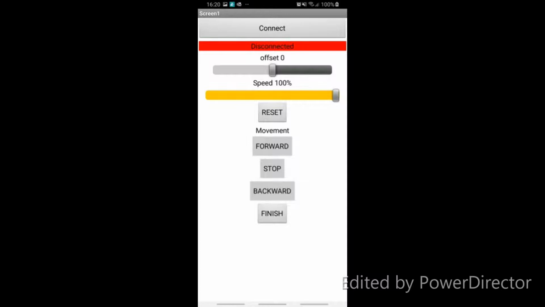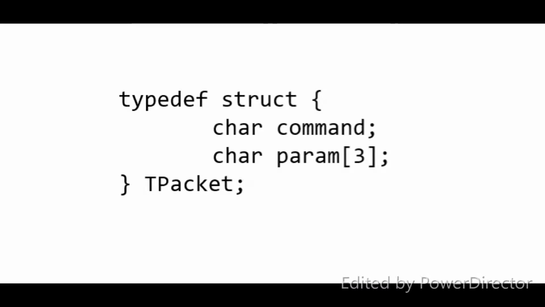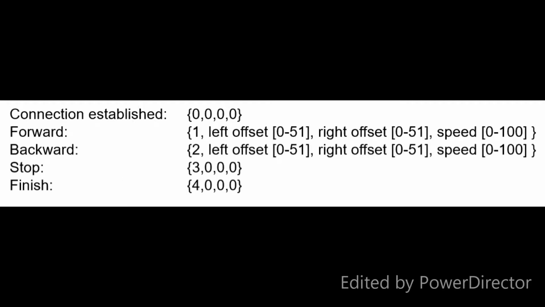Our robot is controlled by our Android application via Bluetooth. The app looks like this, and we use the slider to control the movement of the robot. The Android app issues commands to the robot using 4-byte data packets. To control the robot, there are 4 types of data packets or commands.